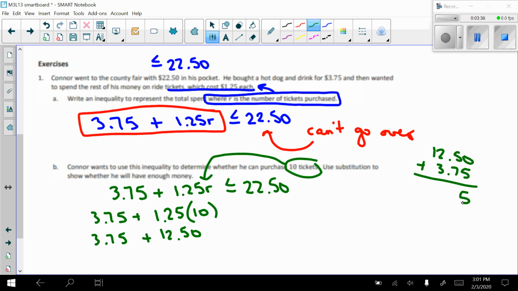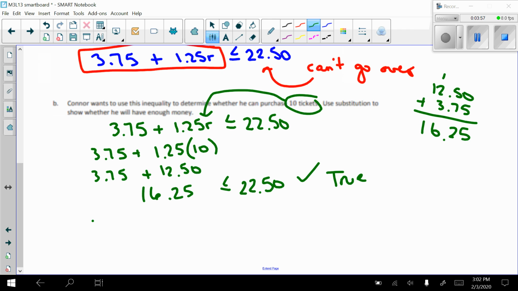So 5, 2, carry my 1, 6, so $16.25. Is our statement true? Is $16.25 less than or equal to $22.50? Yes, it is. It's true. So what does that mean? He can buy 10 tickets.